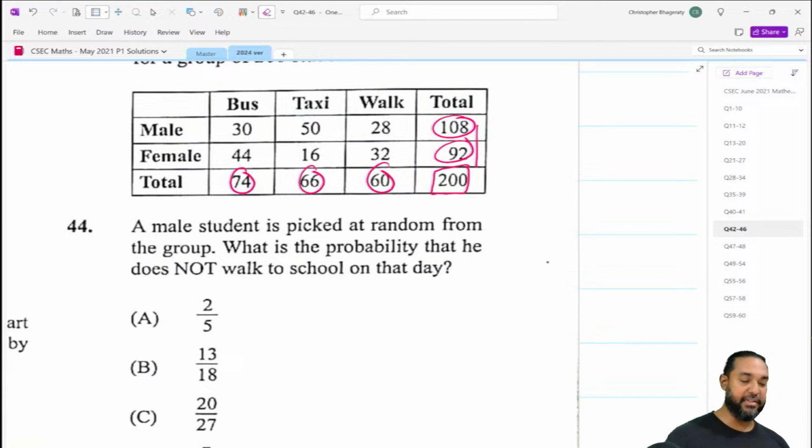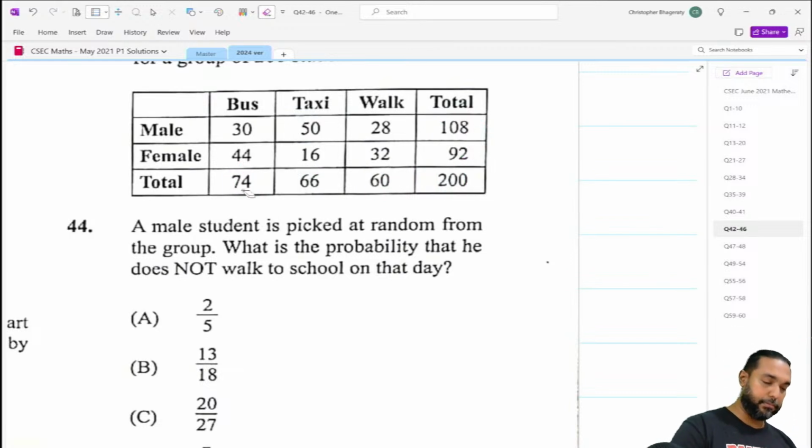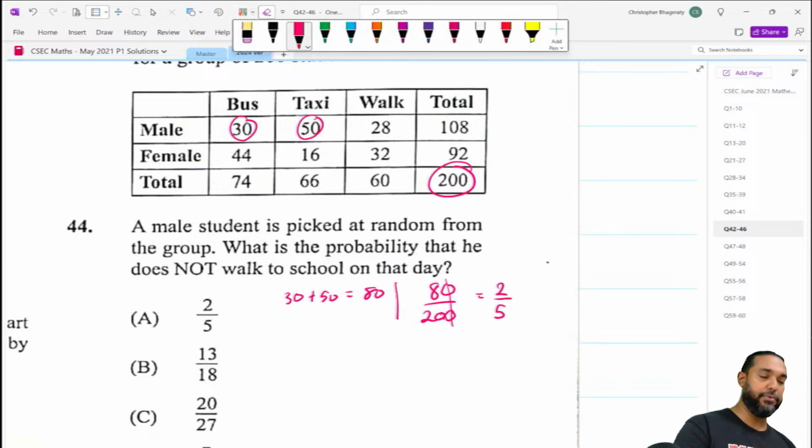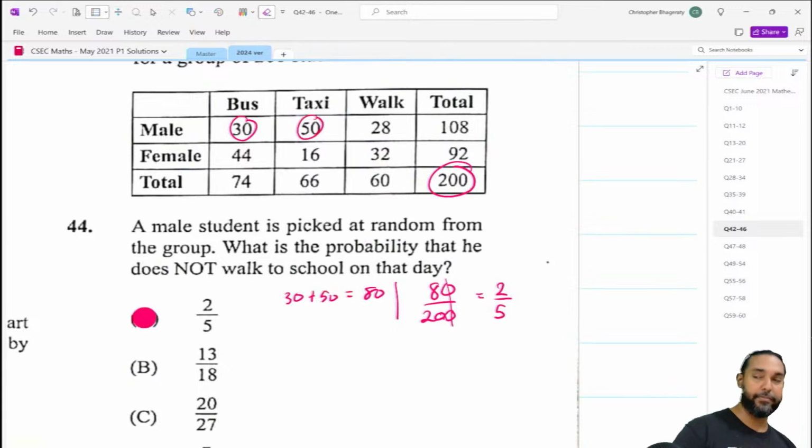Now, a male student is picked at random from the group. What is the probability that he does not walk to school on that day? If he didn't walk, he either took a bus or he took a taxi. 30 plus 50 is equal to 80. And the probability will be 80 over 200, the total number of people, not just the boys. When you cancel that down, the zeros cancel. 4 goes into 8 2 times, and 4 into 20 goes 5. So 2/5 is the answer.